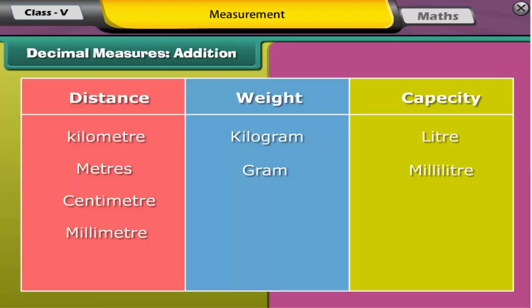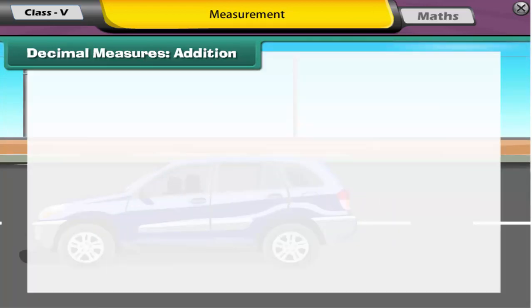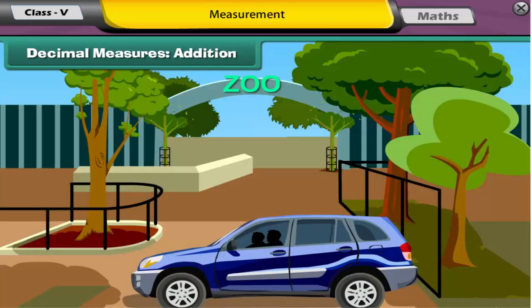We have learnt the different units used for measuring distance, mass, and capacity. Let us now learn how to add, subtract, and multiply the quantities in different units. One day Ryan went to the zoo with his uncle. They covered the first 10 kilometers and 598 meters very fast. But they took much time in covering the next 8 kilometers and 633 meters. How much distance did they travel in total?